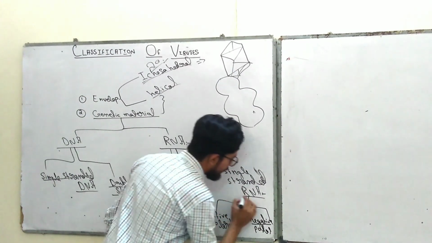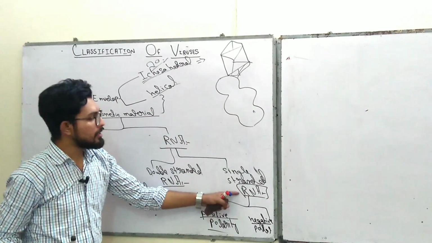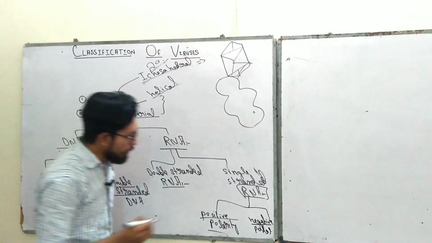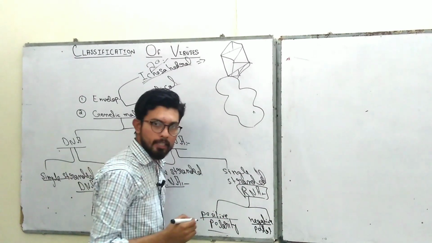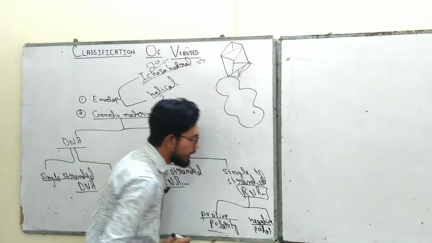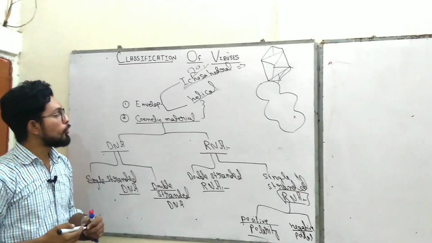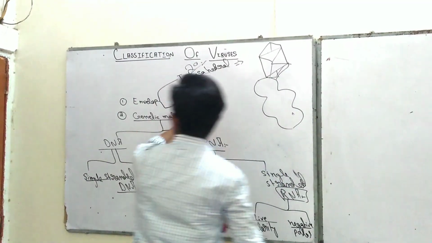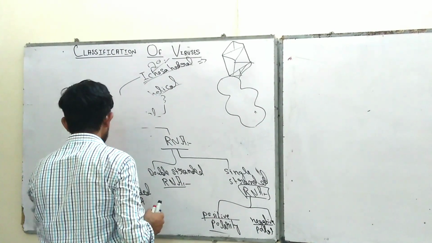If the RNA of the virus directly acts as messenger RNA, it is called a positive polarity RNA virus. If the RNA does not act as messenger RNA, it is called a negative polarity RNA virus. So this is the basics. When I am using these words, you should know the terminologies. Alright. Now time comes to classify viruses.